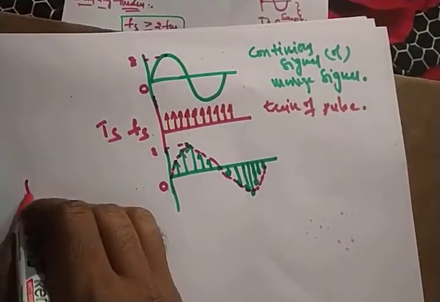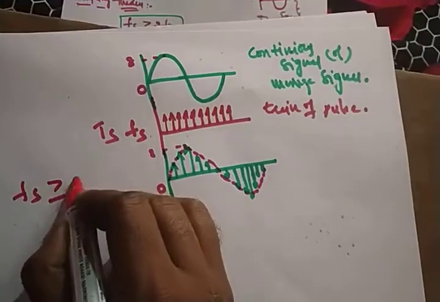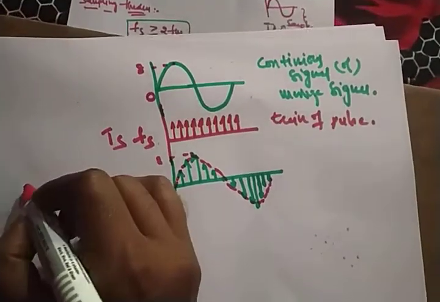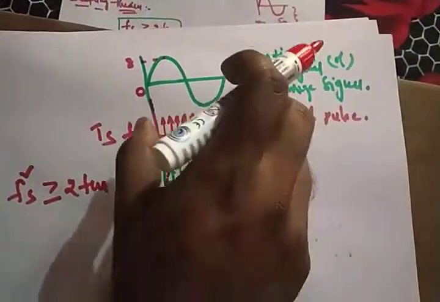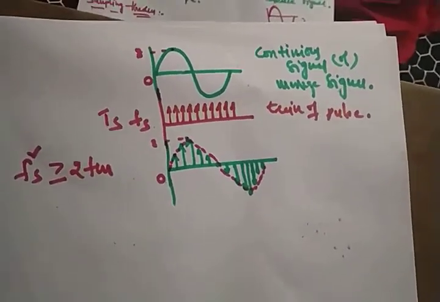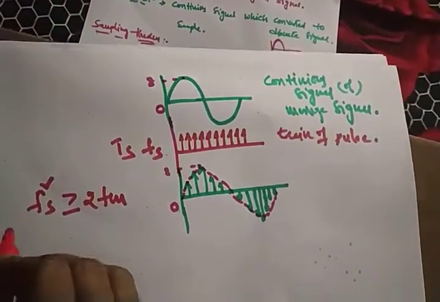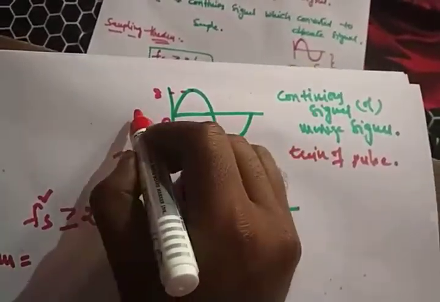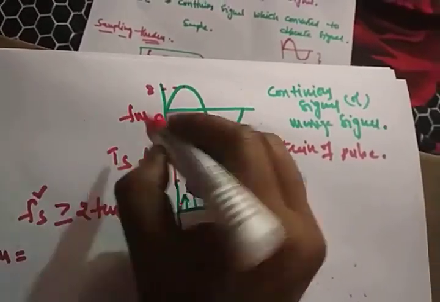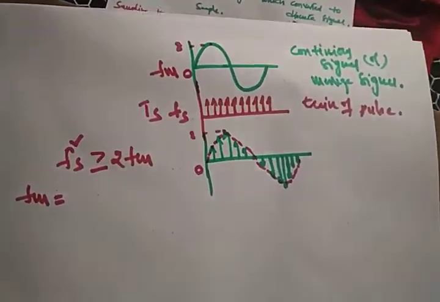So what is that condition? I already explained: Fs should be greater than or equal to 2fm. What is Fs? The sampling frequency, the frequency of the train of pulses that you multiply with the continuous signal, and then only you will get these samples. What is Fm? Fm is nothing but the maximum frequency of the message, the message frequency. Now, how can you calculate it?